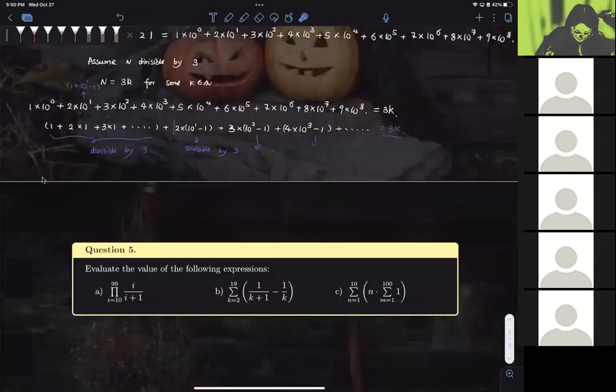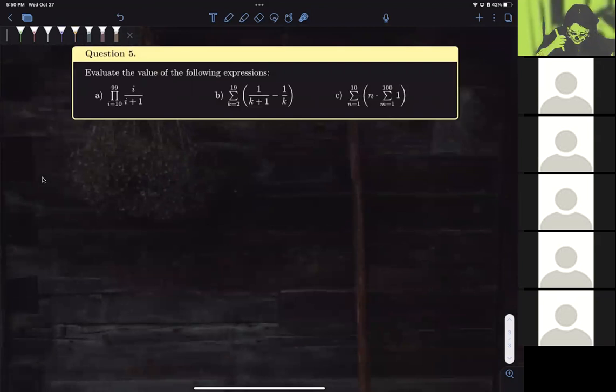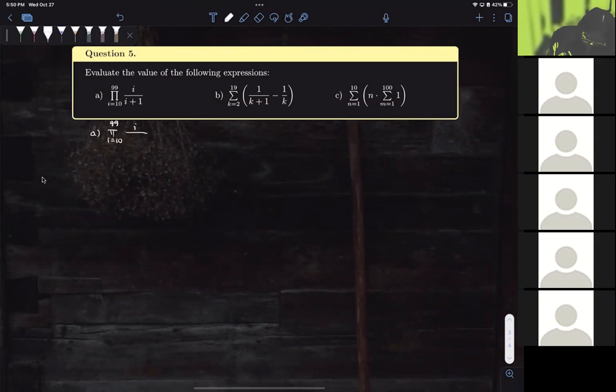Okay, I'm going to move on to question 5 because this is what Dariya wants me to do. So let's do what she wants. Okay, so A. What is A? Anyone tell me what is A? How do we do A?